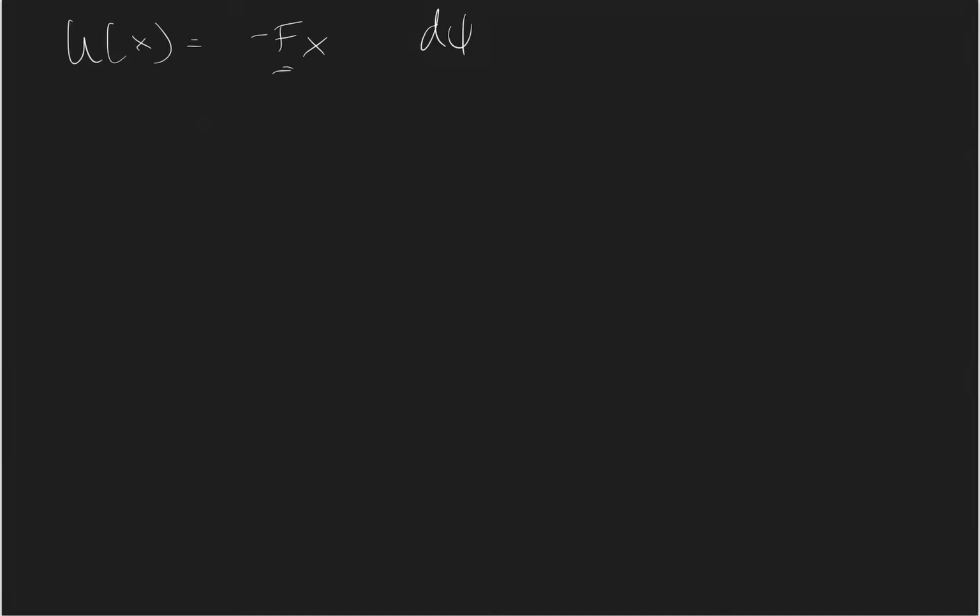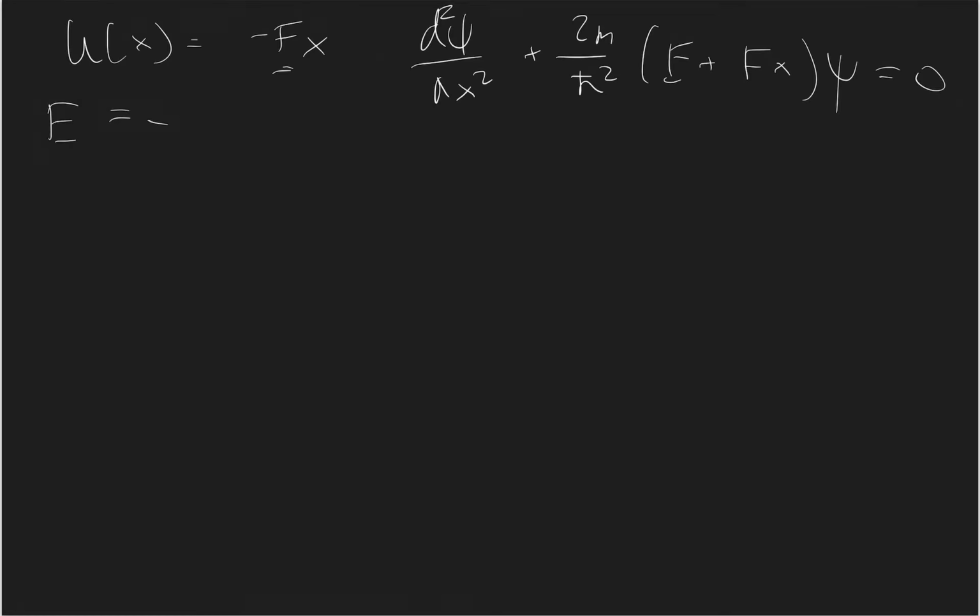Let's look at this. So the Schrodinger equation, we can write it out here: d squared/dx squared plus 2m divided by h bar squared times (E plus Fx) acting on psi, and this should give us 0. Well, the energy spectrum is continuous, okay? From negative infinity to positive infinity, because it's always going to be positive, okay?